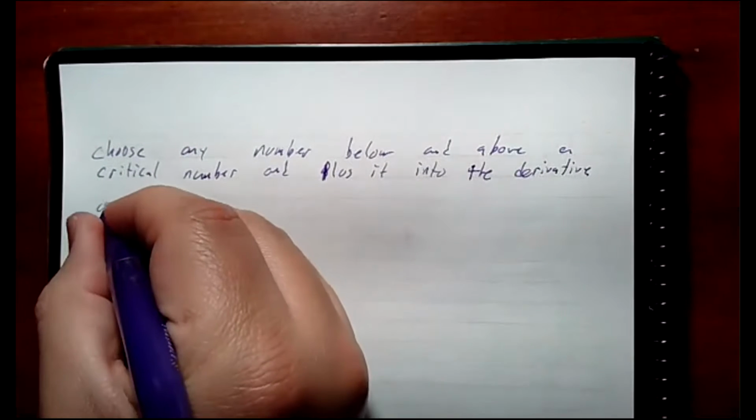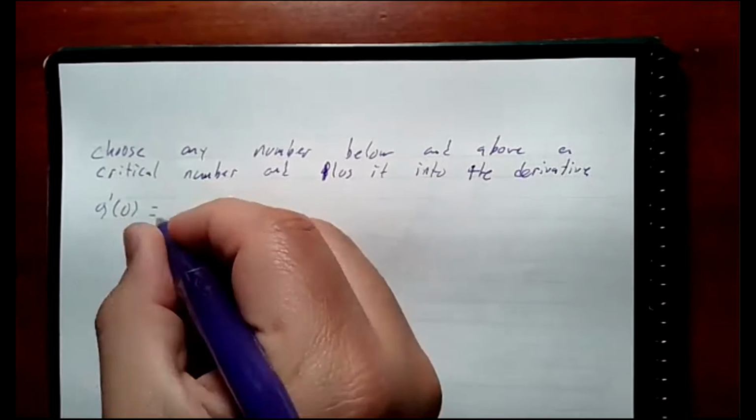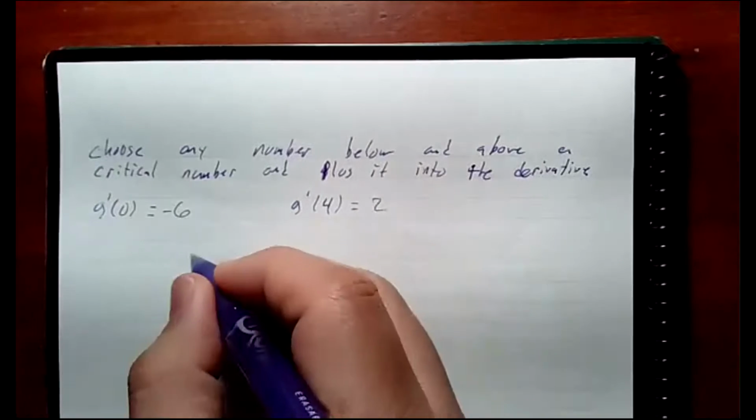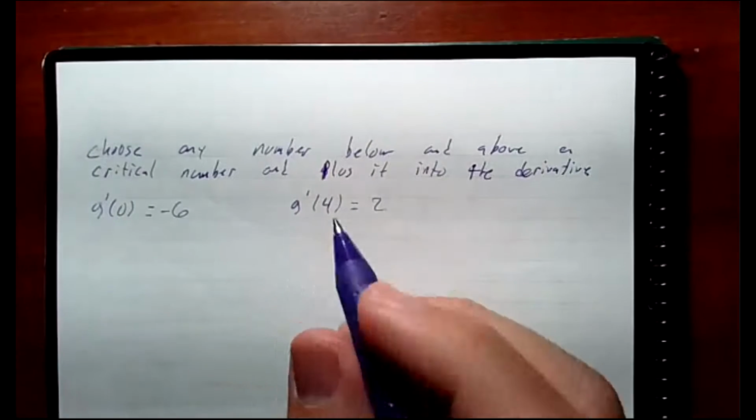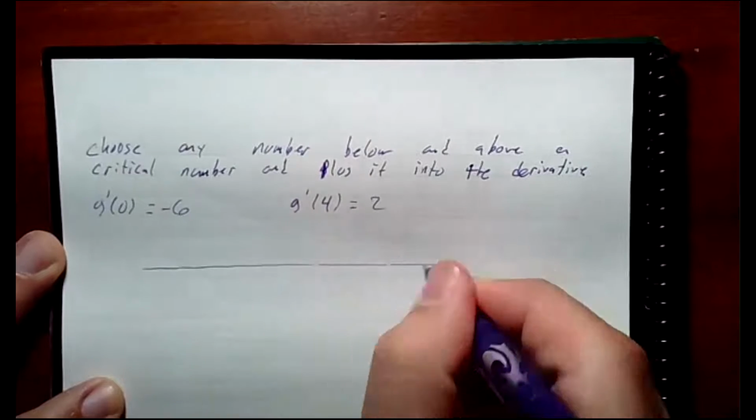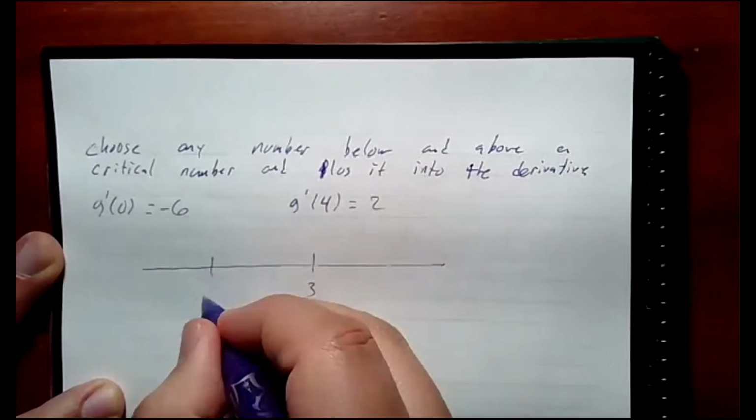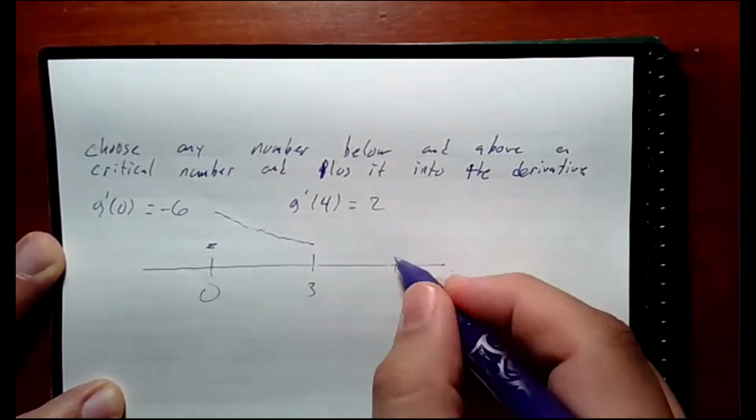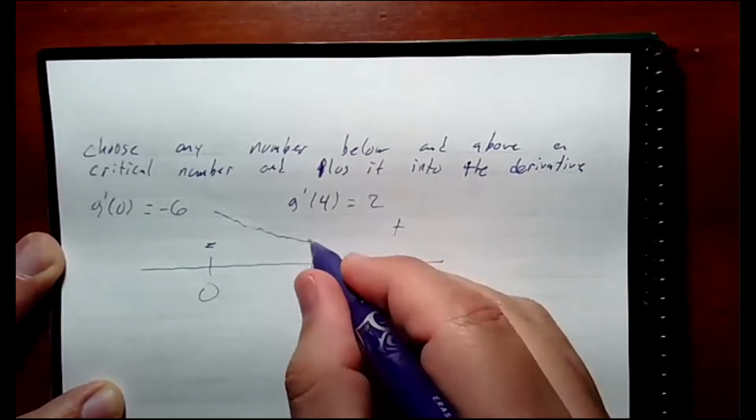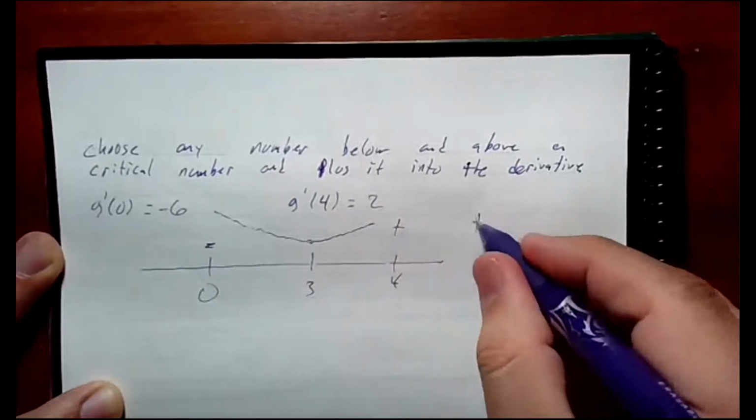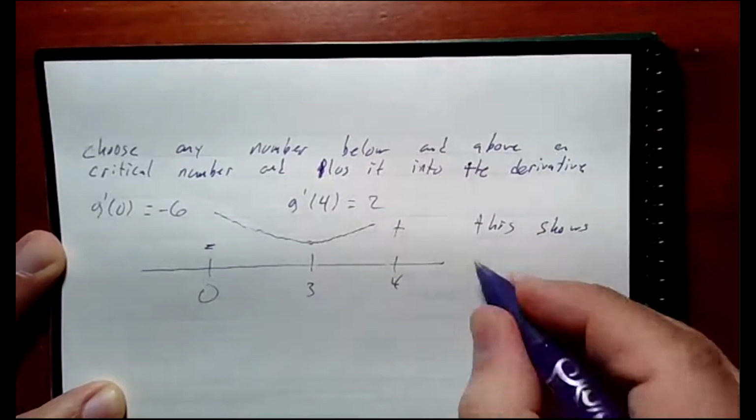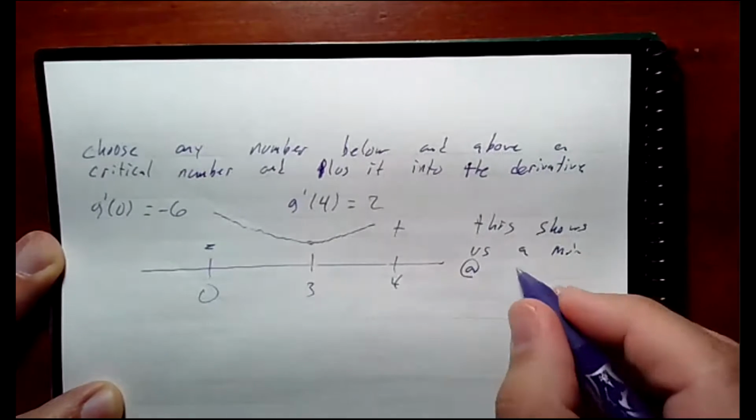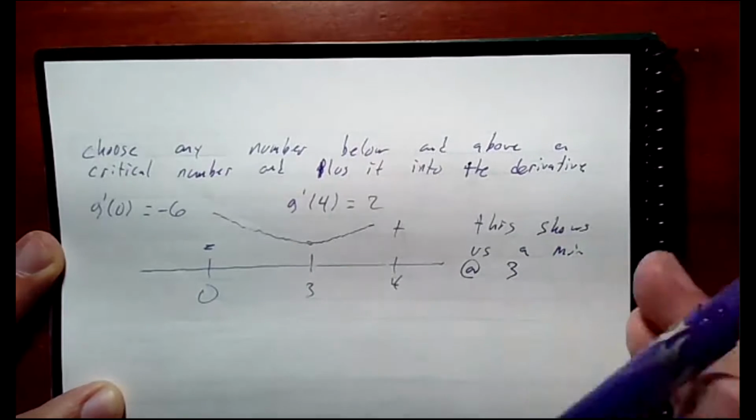So I chose G prime of 0 because it was easy. I got a -6. G prime of 4, that gave us a 2. And that's when we determined, we had to redraw that picture for you so it's all on the same page. 0 was negative, decreasing. Then over here we were at 4, we were positive, so we begin to increase. This shows us a minimum at X equals 3.